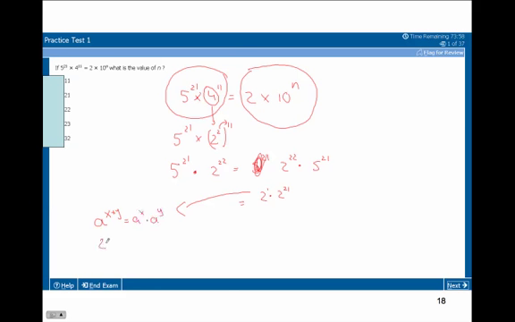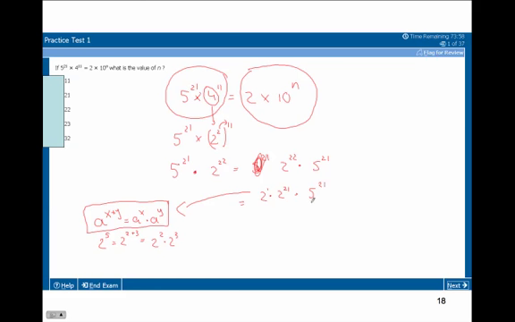So if you have, for example, 2 to the 5th, you can write it as 2 plus 3. So you can write it as 2 to the 2nd times 2 to the 3rd. This is an exponential law. We have seen this one plenty of times. Times 5 to the 21st here.